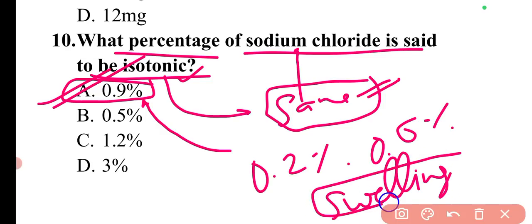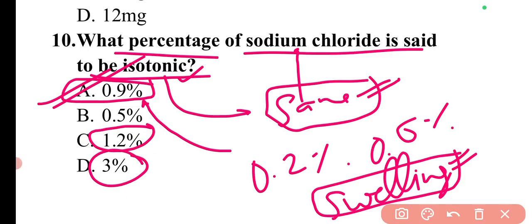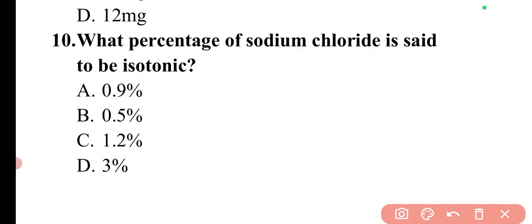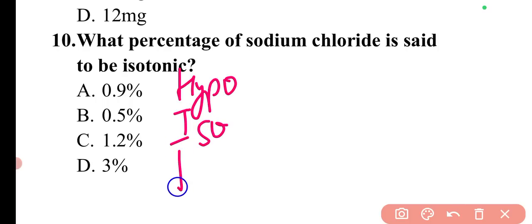Okay, we can see swelling conditions in the case of hypotonic. And if the value is higher, for example 1.2% or 3%, then the solution will be known as hypertonic, and the condition seen will be shrinkage. So there are three conditions. One is hypotonic, second is isotonic, and the third is hypertonic. This we can revise once again.